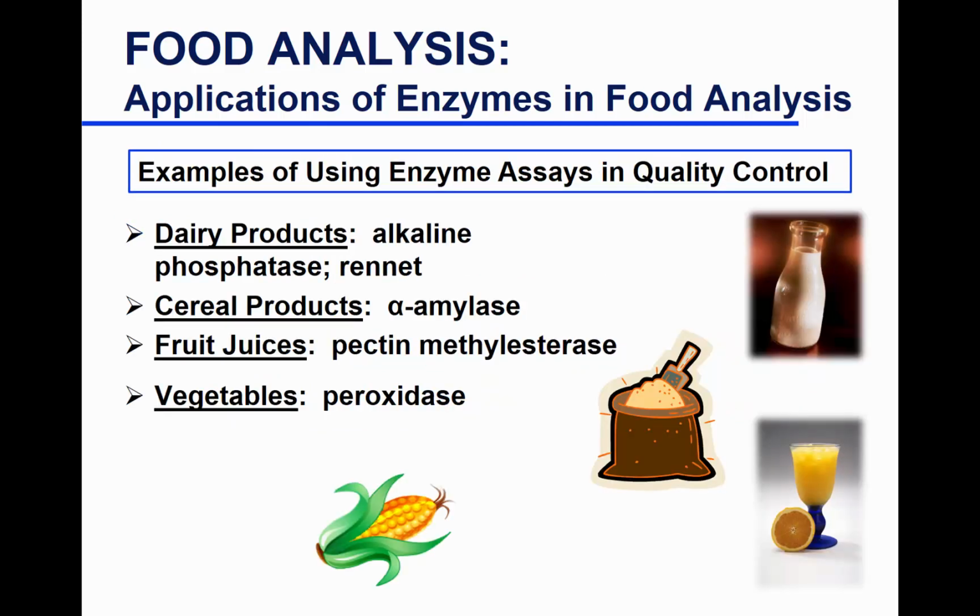So to sum up, examples, we test alkaline phosphatase in milk to test pasteurization. We talked about that. Rennet for cheese making, cereal products, alpha amylase. Fruit juices, we want to inhibit pectin methyl esterase to maintain the cloud in your orange juice. So we determine the activity of the pectin methyl esterase as a quality check. Peroxidase to determine blanching. Lipoxygenase can be done to determine blanching efficiency.